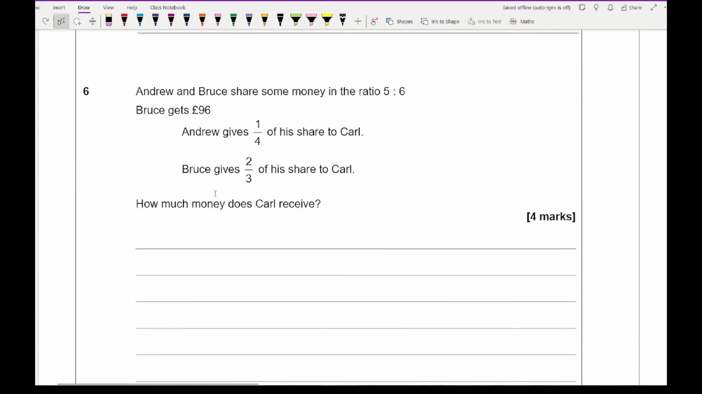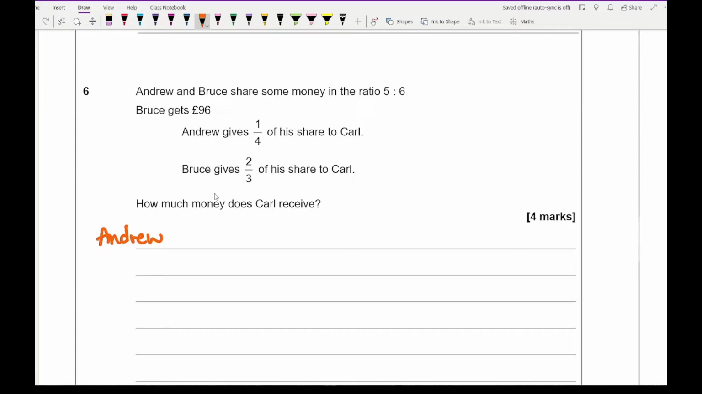Moving on to question 6, it says Andrew and Bruce share some money in the ratio of 5 to 6. Bruce gets £96, Andrew gives a quarter of his share to Carl, Bruce gives 2/3 of his share to Carl, and the question is asking how much money does Carl get. Well, first of all, let's work out the amounts that both Andrew and Bruce get.